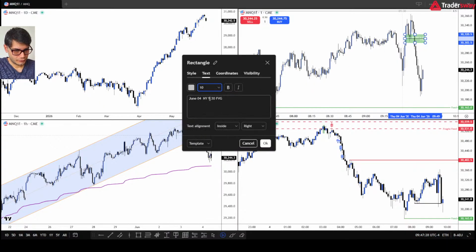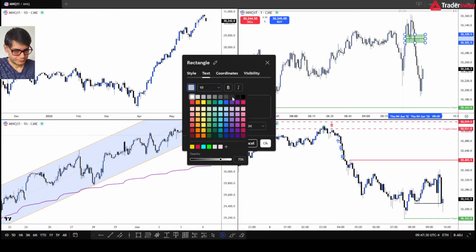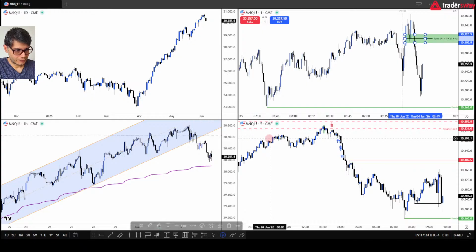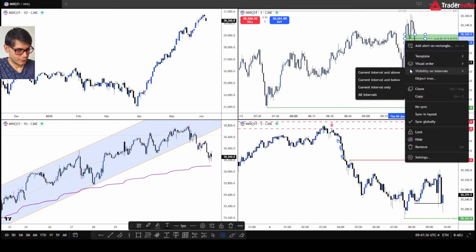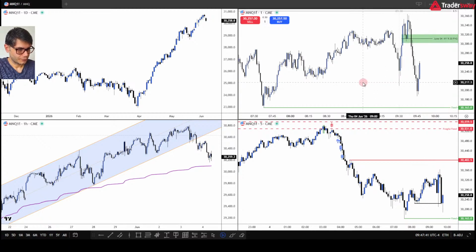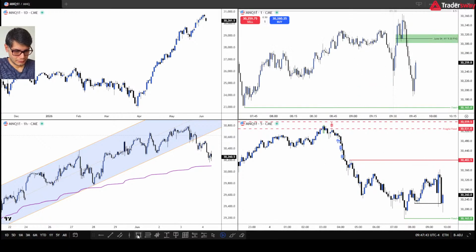Text should be small. All right, and show it to current interval only. I would like to mark 10 a.m.